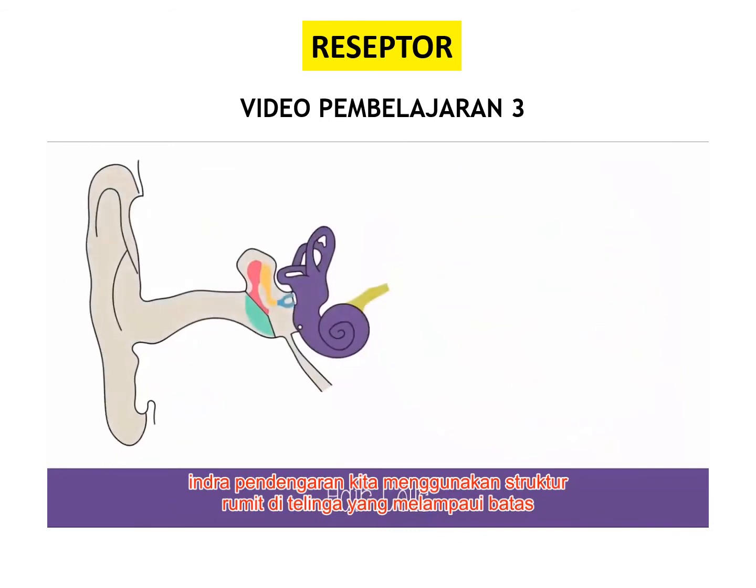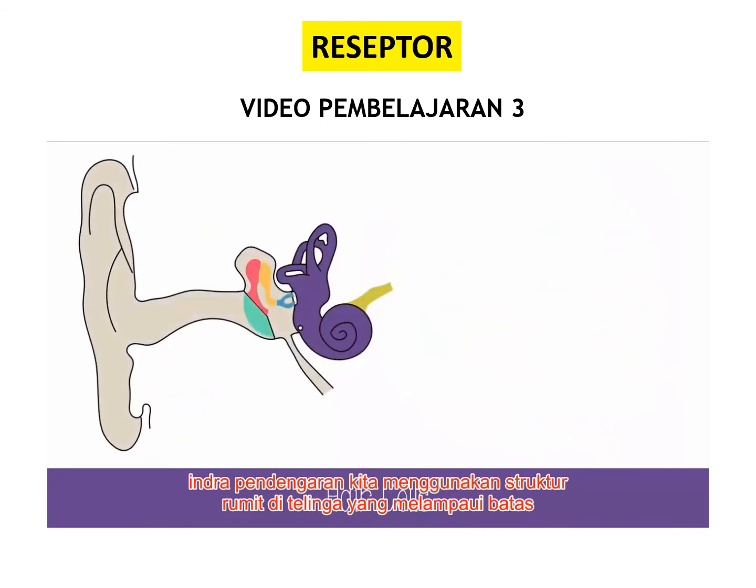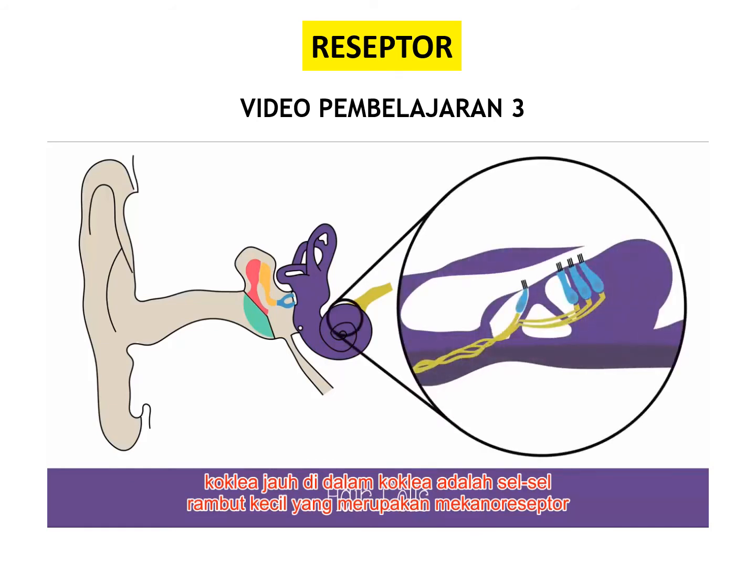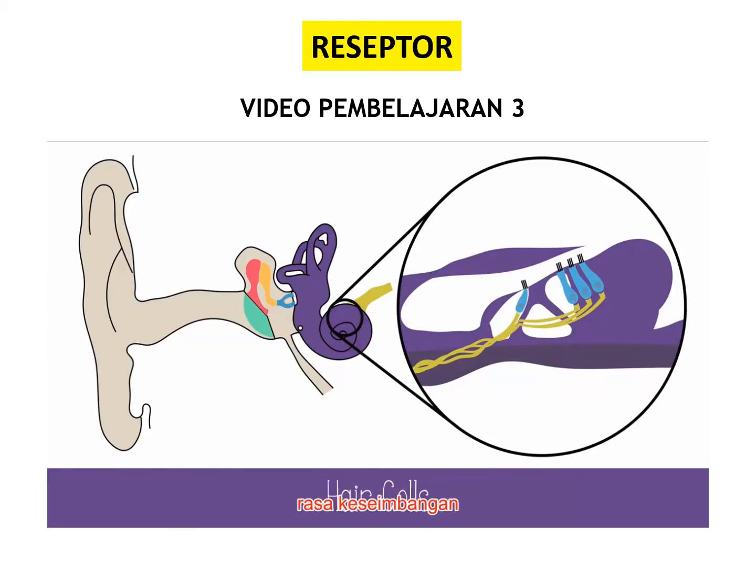Our sense of hearing uses complicated structures in the ear. Beyond an almost Rube Goldberg maze of membranes and tiny bones is a snail-like region called the cochlea. Deep in the cochlea are tiny hair cells, which are mechanoreceptors that register movement that's amplified from sound waves that enter the ear. Mechanoreceptors in the semicircular canals are also used to help with our sense of balance.